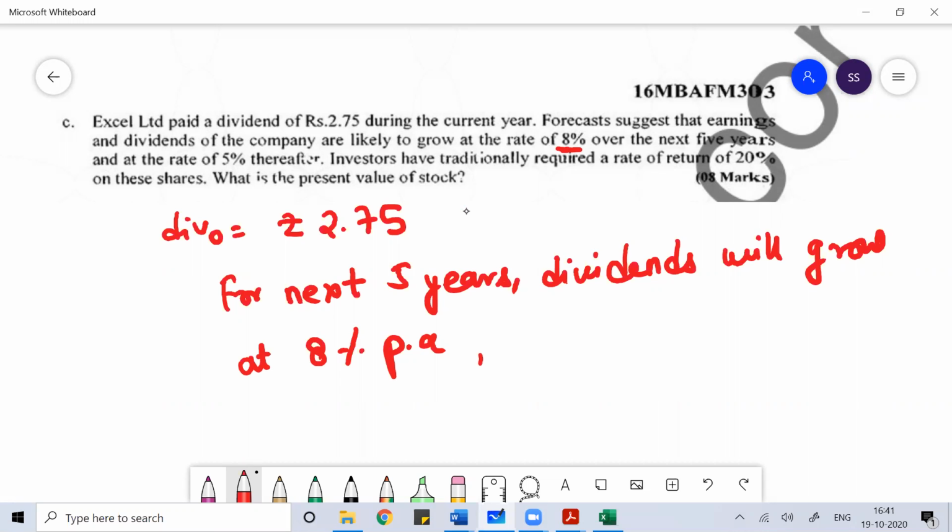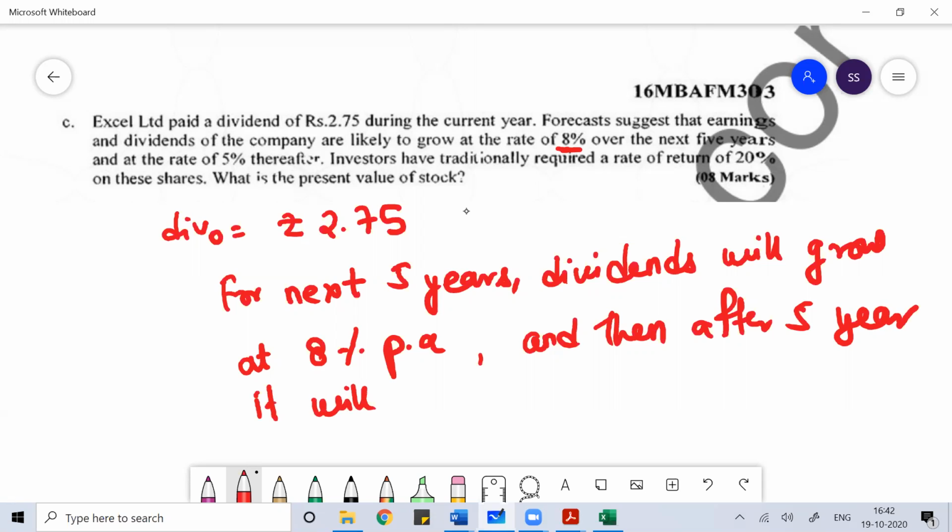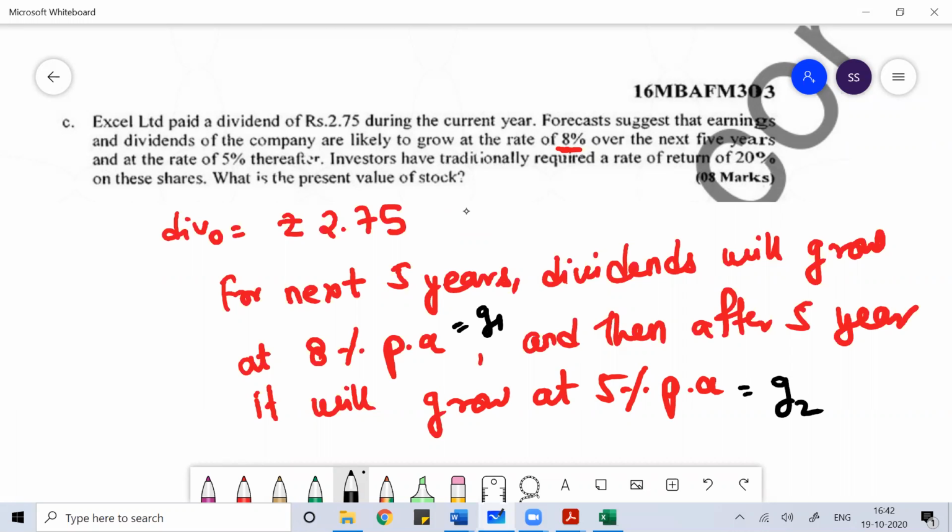And then after 5 years, it will grow at 5% per annum. So I hope you can understand. Here two growth rates are mentioned. This 8% I'll call G1, and 5% I'll call G2.